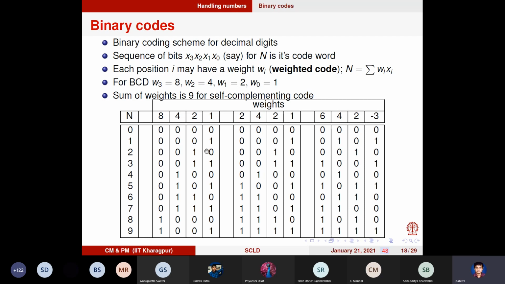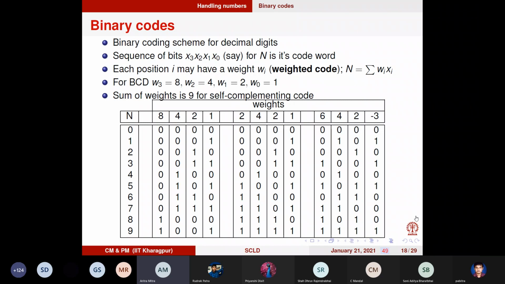What will happen in a self-complementing code is that if you just flip the bits, you get its nines complement. So you can easily get the nines complement just by flipping the bits. It can be shown that this will happen only when the weights sum to 9. Also, like in the 2421 weights, the representation of 5 is 1011.